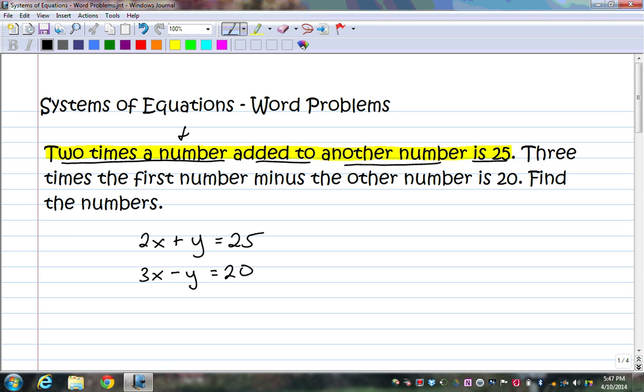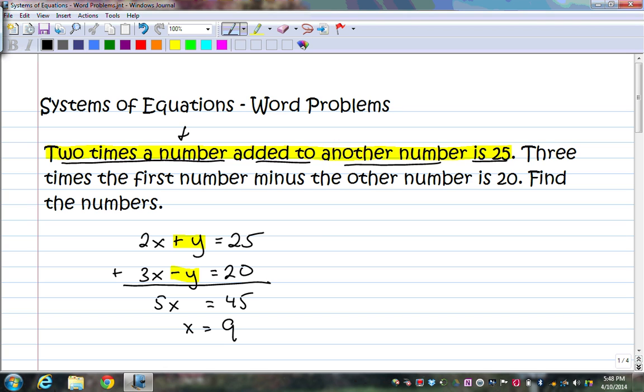I'm going to choose to do elimination because when I look at the y's here, they have the same coefficient there. They're 1. Now, top one is positive 1, bottom one is negative, so I'm going to add these together. 3x plus 2x gives me 5x. The y's disappear, and 25 plus 20 gives me 45. Divide by 5, and x is 9. Great, I just found one of them.